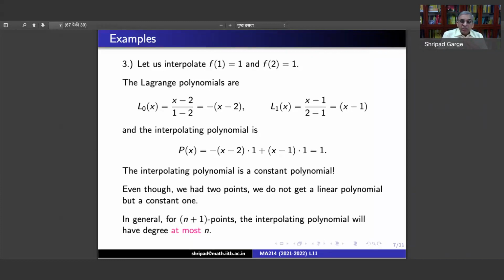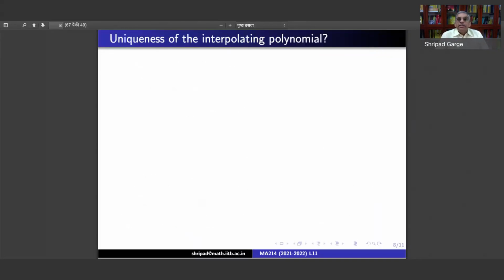All right. So that raises a question. Could we have got some other polynomial interpolating the same data? Is there some kind of uniqueness of this interpolating polynomial? That's the question that we would perhaps think about.